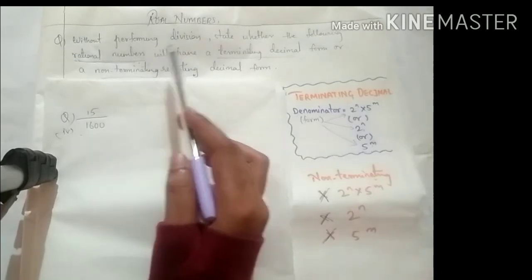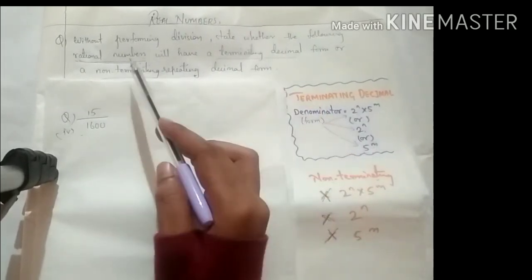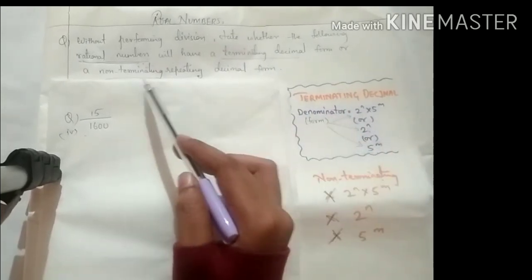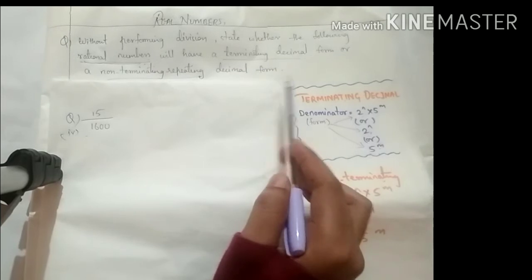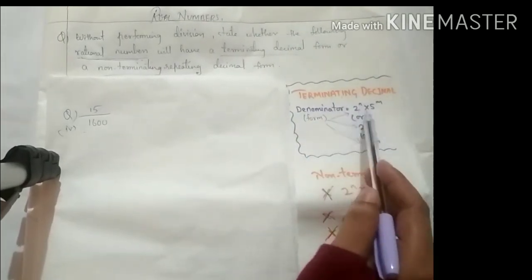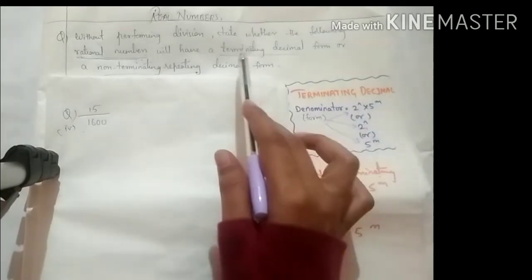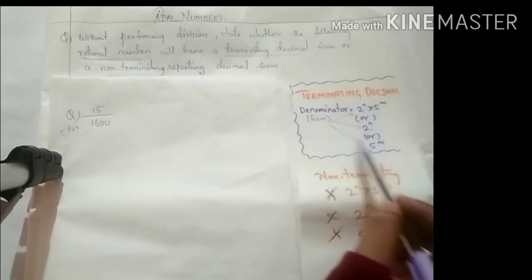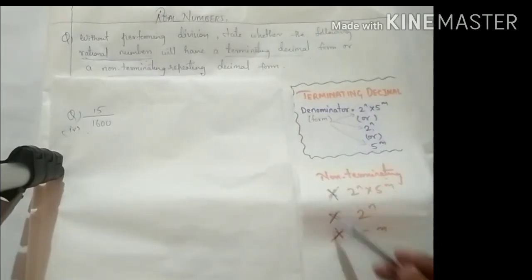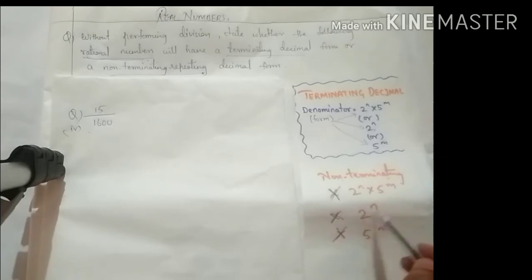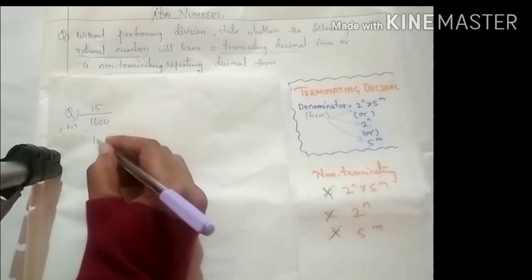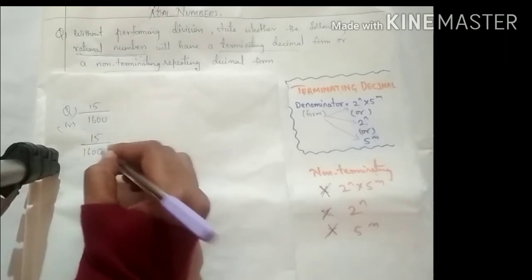Now for the next one, the 15th one: whether the following rational numbers will have terminating decimal form or non-terminating repeating decimal form. So for terminating decimal, the denominator should be of the form 2 power n into 5 power m. For non-terminating, it should not be in the form of this. Now let us find the factors of the denominator, that is 1600.